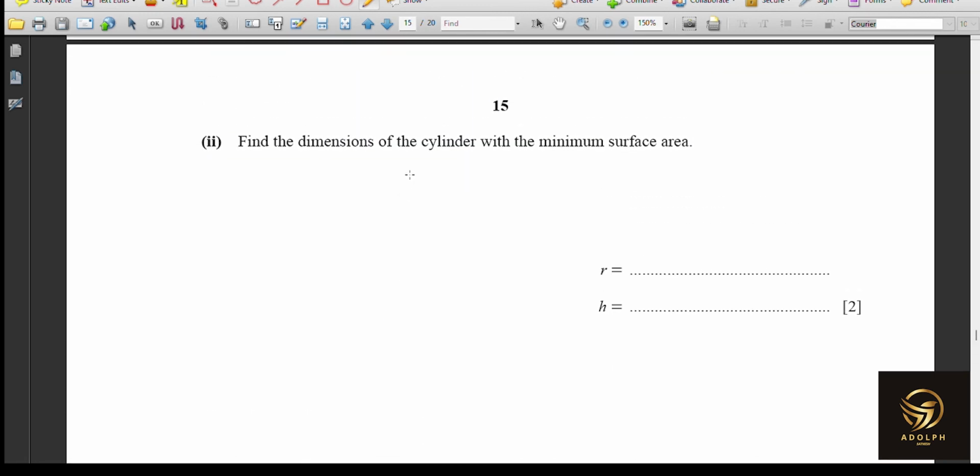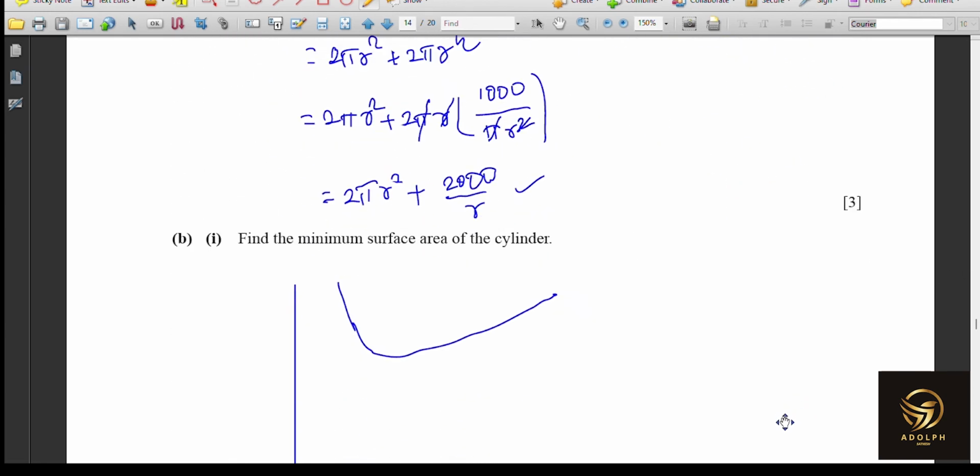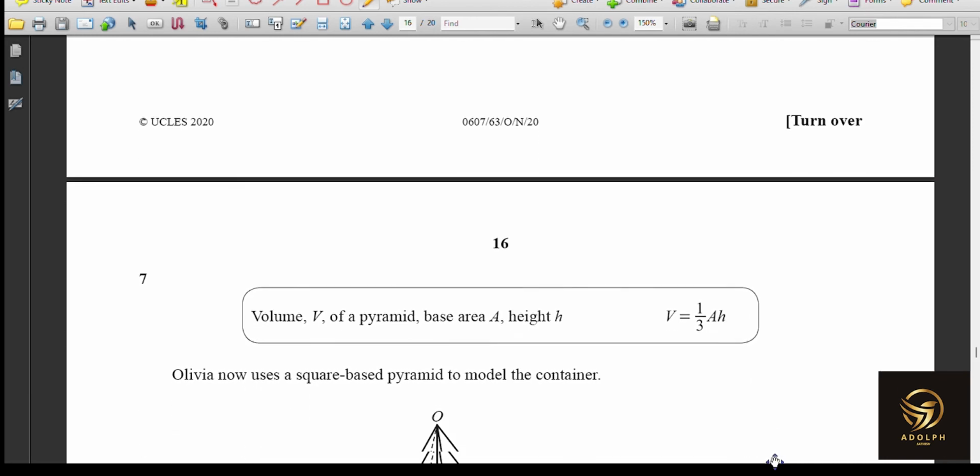Next, to find the dimensions of the cylinder with the minimum surface area. So we can calculate the value of r from the GDC. It is 5.42 to 3 significant figures, and we can get the height value by using 1000 divided by pi r squared. So there we are getting 10.8. If you want, you can check in this formula what h is equal to when we have the r value. So next, we'll be solving the next one.